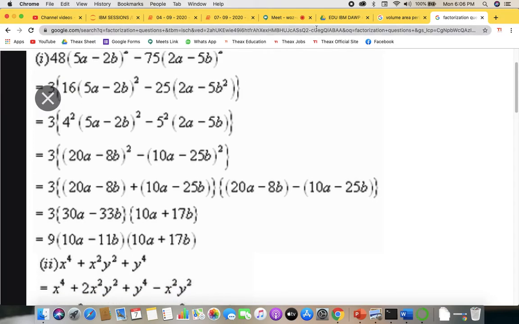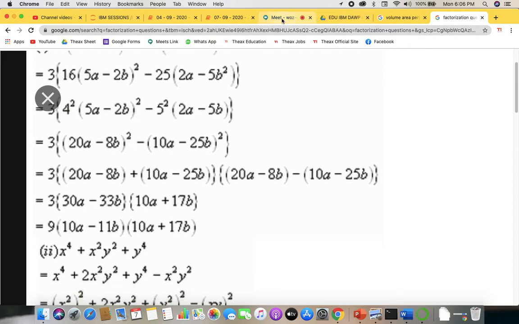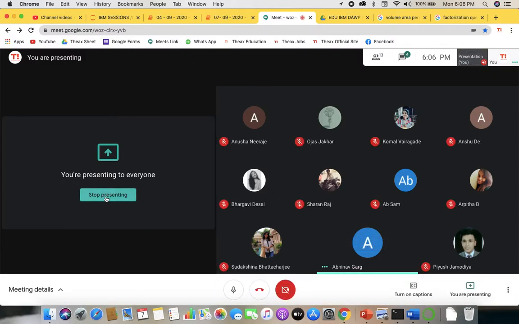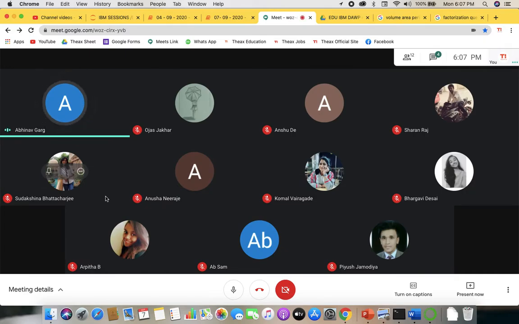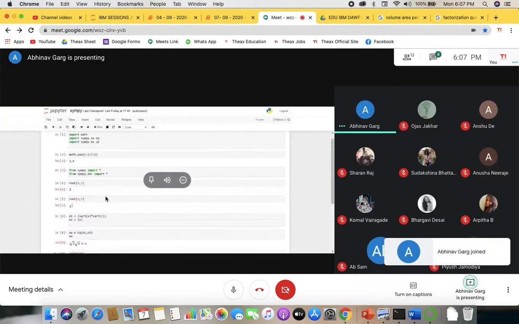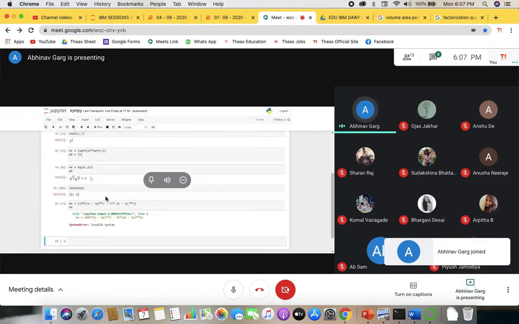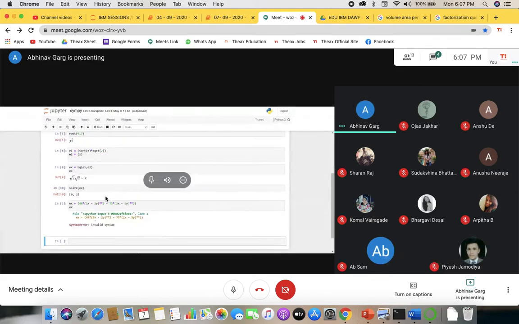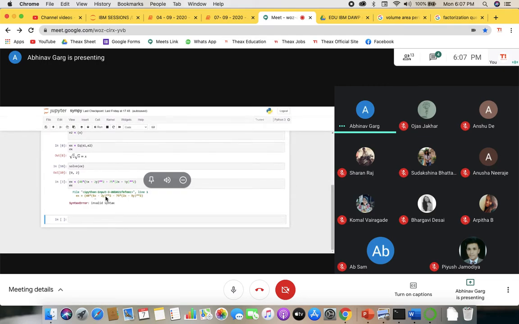x4 plus x square y square plus y4. Hey, this is x square. When I'm doing it on Jupyter, it's saying invalid syntax for the variable. Okay, one second. Present the screen. What should I import? I've imported simply the variable. What exactly is the error you are getting? Can you see the screen? Yeah, you are presenting now. I've imported this, but it's showing invalid syntax. One minute. See, in the 5y and the 2x, you have missed the asterisk sign.